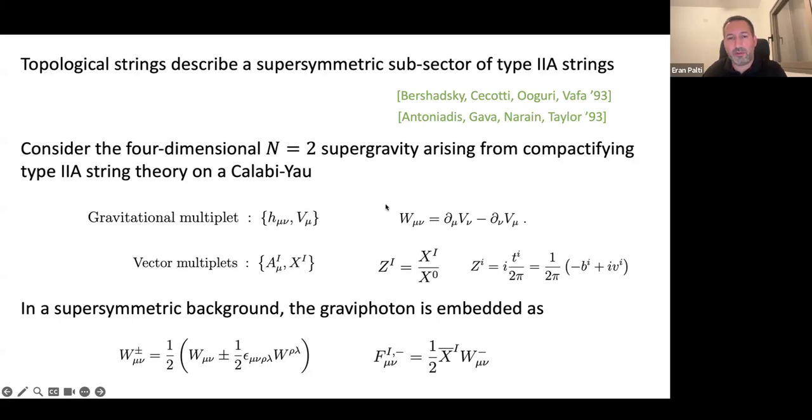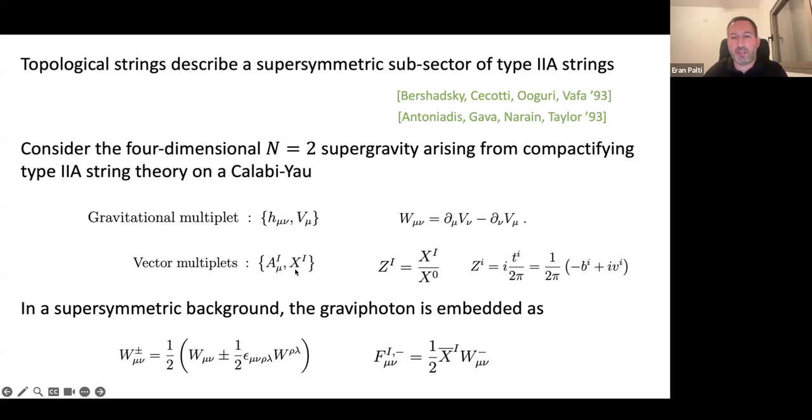And what's going to play an important role for us is the field strength of this graviphoton. So W is the graviphoton field strength. And the other type of multiplets that you get are vector multiplets. Well, there are also hypermultiplets, but we won't mention them. We're just going to look at the vector multiplet sector. That's the only thing that's relevant for us for topological strings. So the other type of multiplets are vector multiplets, and they have a gauge field and a scalar field in them, and there can be many of them.